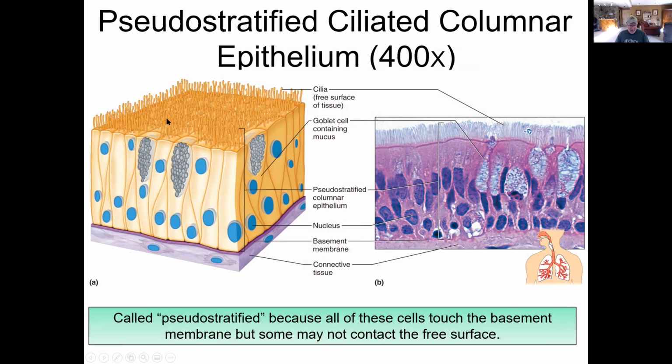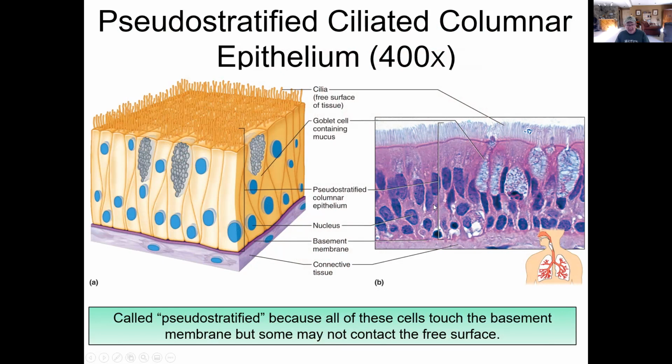So let's again orient ourselves. Here's the cilia, obviously. This is the open free surface. Up here is where the air would be passing as it goes in and out of the lungs. Again, think trachea. Here's the basement membrane in dark purple, and here in lighter purple would be the connective tissue. Note the presence of goblet cells, which secrete mucus. And here's where the term pseudostratified comes in. Pseudo means false, falsely stratified.